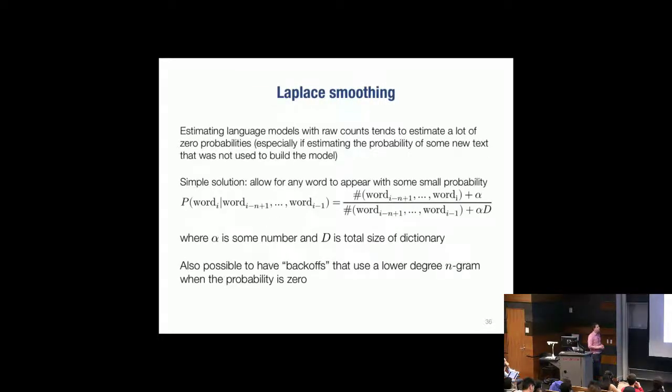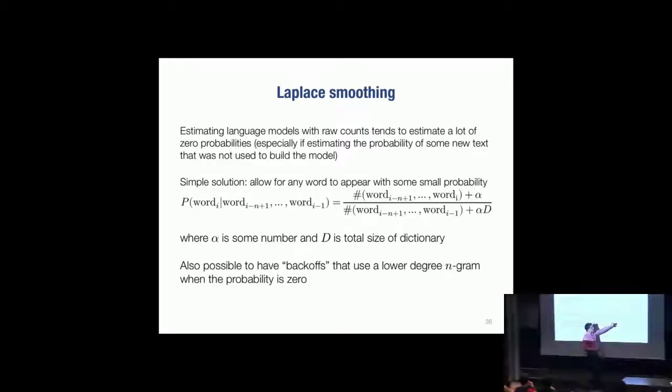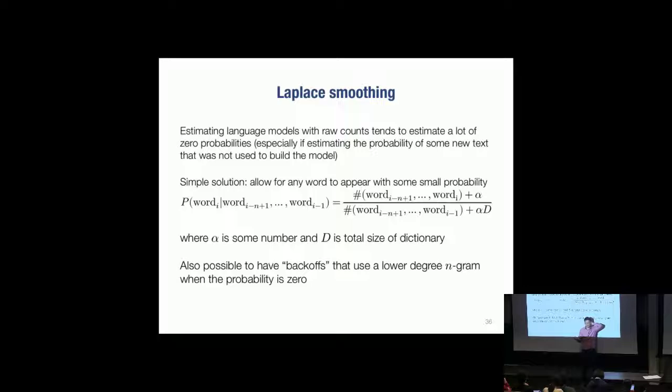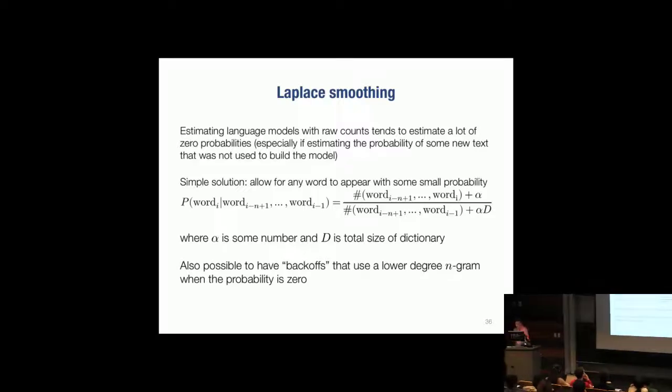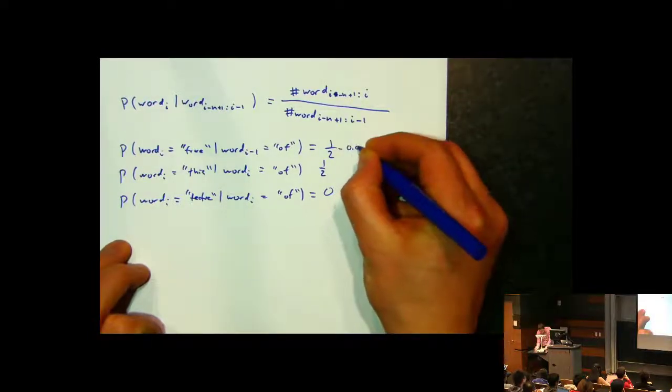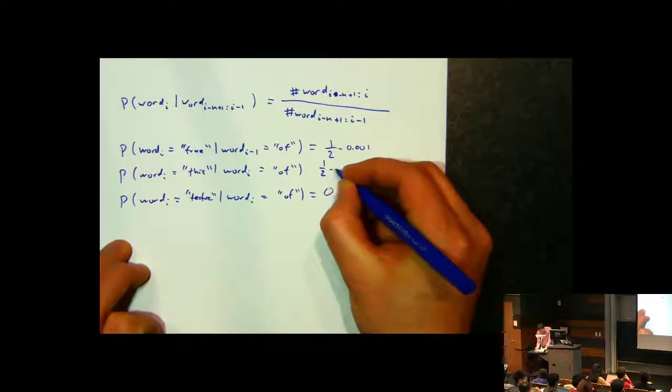Laplace smoothing. The idea is that you do counting as normal, but you also add a small factor alpha to every numerator. And then, to make them all probabilities, you add alpha times d, where d is the number of total words in your vocabulary, to the denominator. In practice, this would now be 1/2 plus 0.001, and this would be 0 plus 0.001.